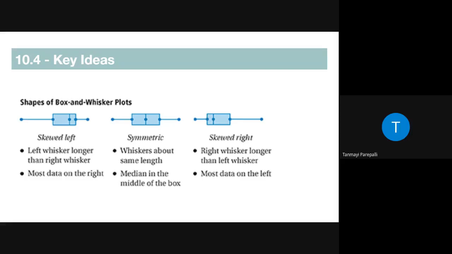Okay, so now your box. Look at your whiskers. How your data is skewed right and left is dependent on how long your whiskers are. So your left whisker is longer than the right whisker, and that's how you know that the data is skewed left. Right, and so here the whiskers are about the same length. Skewed right is when the right whisker is longer than the left whisker. So then most of the data is on the left.